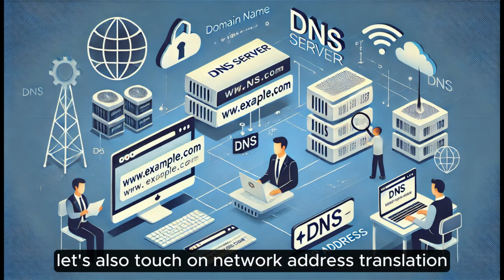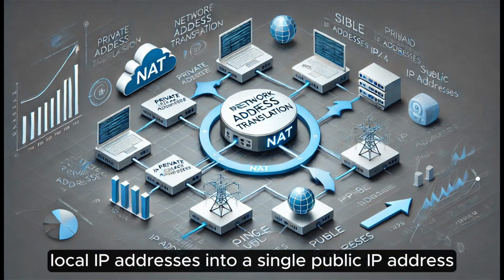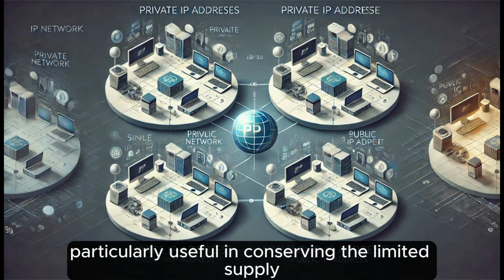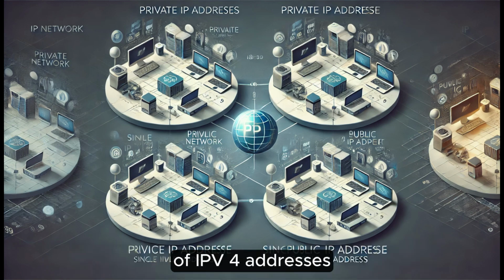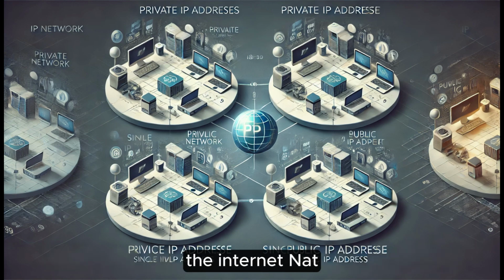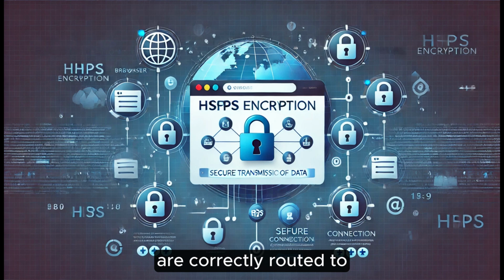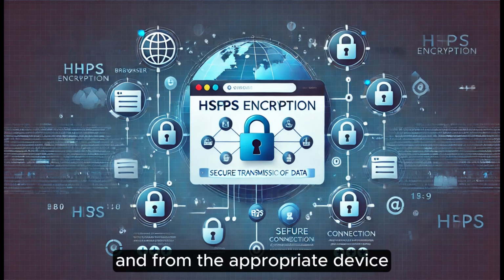Let's also touch on Network Address Translation, NAT. NAT is a technique used by routers to translate private, local IP addresses into a single public IP address. This is particularly useful in conserving the limited supply of IPv4 addresses. When multiple devices on a local network access the internet, NAT ensures that each device's data packets are correctly routed to and from the appropriate device.